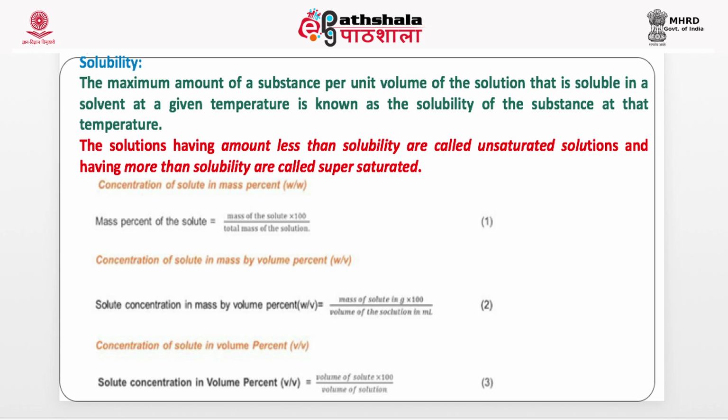Concentration of solute, mass by volume. Here, the mass of the solute is taken in mass unit and the solution is taken in volume unit. The solute concentration mass by volume is given by the mass of solute in gram into 100 divided by the volume of the solution in milliliter. For concentration of solute volume by volume, both are in volume units. The solute concentration volume percent is equal to the volume of the solute into 100 divided by the total volume of the solution.